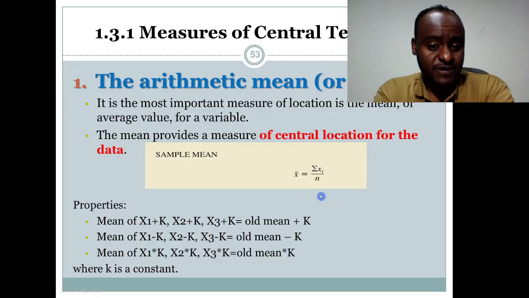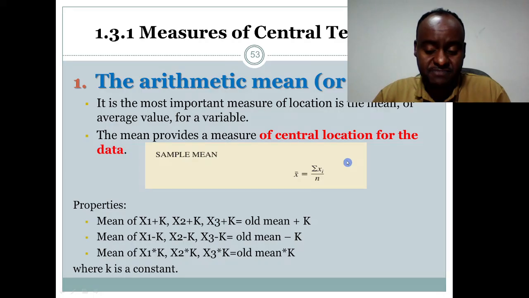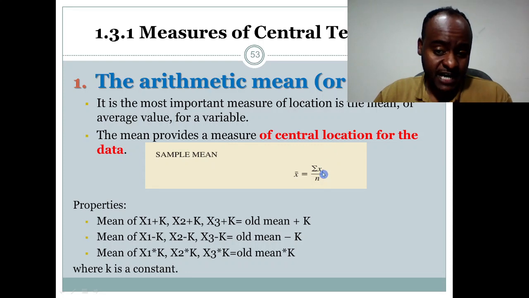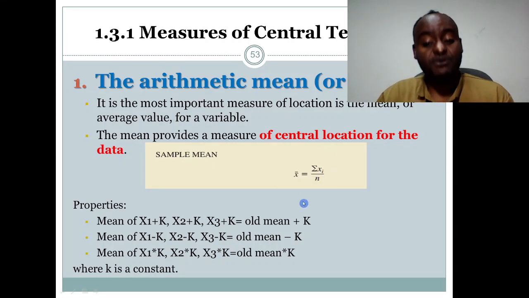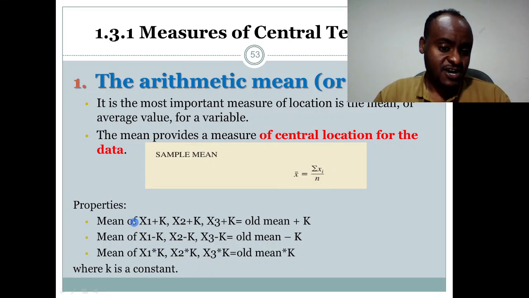The way we can calculate the sample mean is very simple. It is the summation of each variable divided by the number of observations. It is the summation of xi divided by the number of observations. Of course, these are some of the properties of the mean.